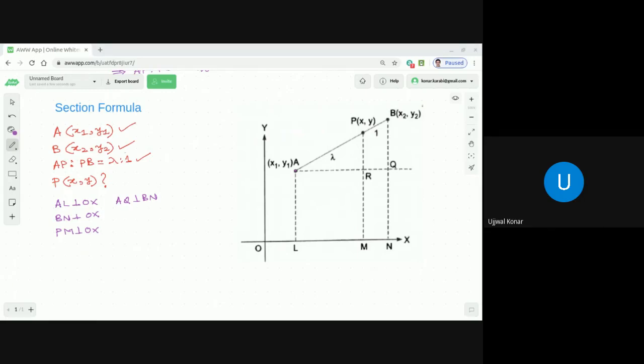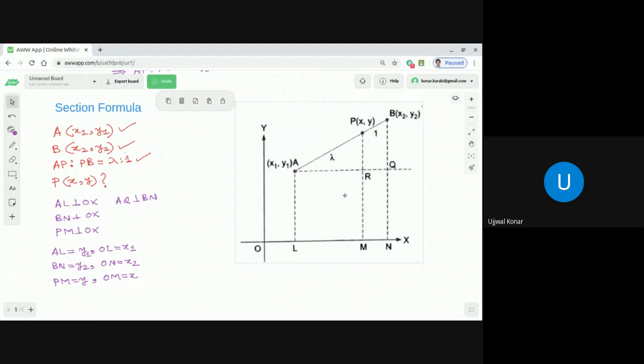Now, dear students, if we look at the definition of the coordinates, what is the value of AL? The value of AL is equal to y1, and the value of OL is equal to x1. The value of BN is equal to y2, and ON is equal to x2. Correct, dear students? And the value of PM is equal to y. And what is the value of OM? That is equal to x.